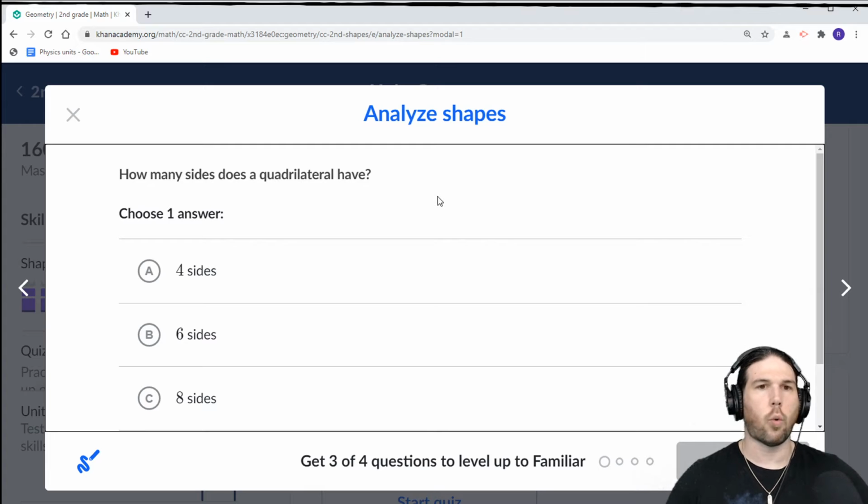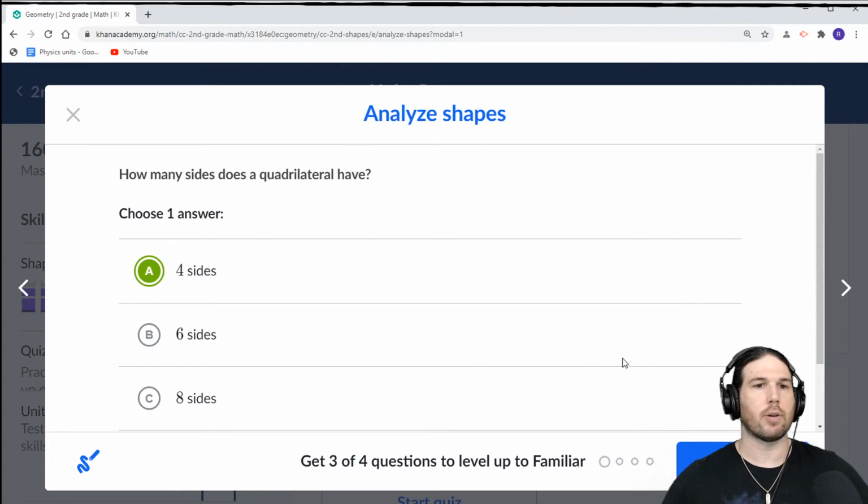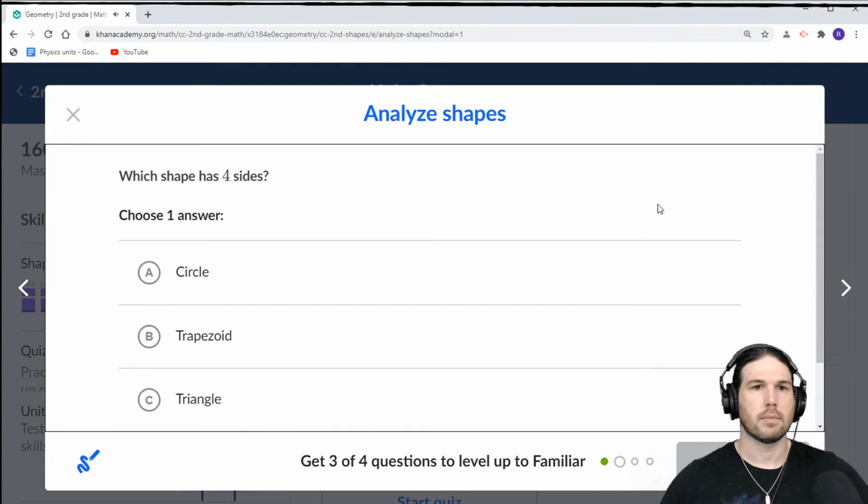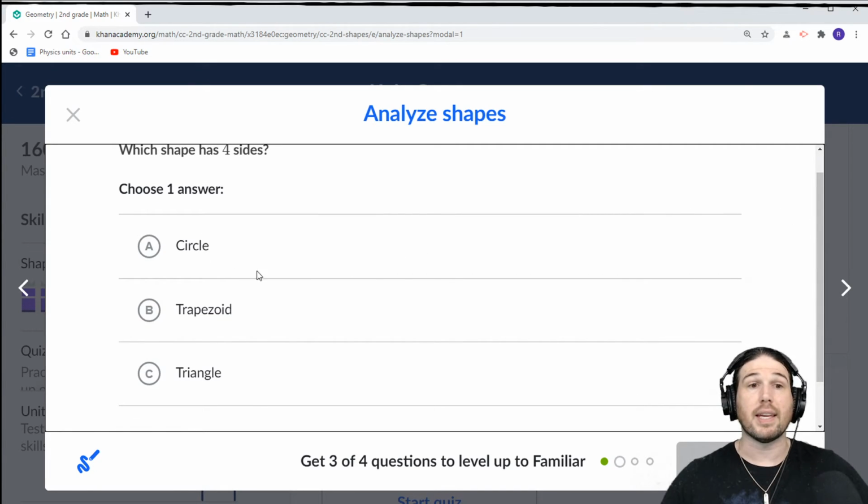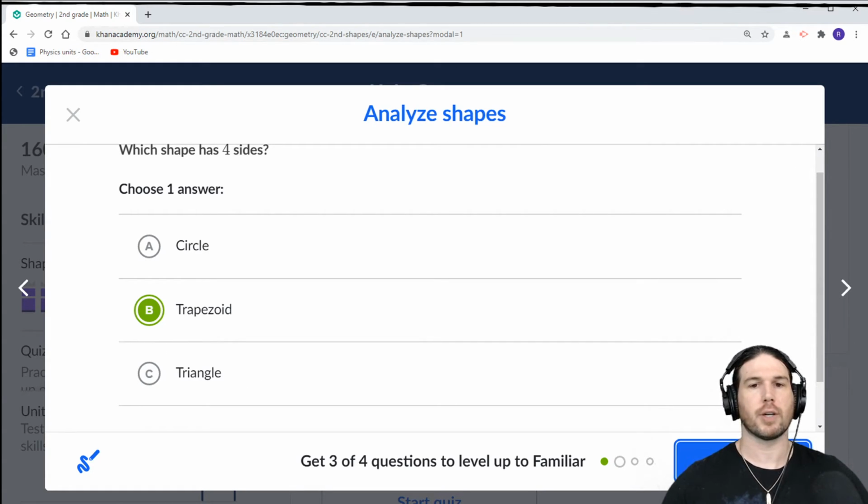How many sides does a quadrilateral have? And again, all you have to do is remember that quad or quadra means 4. Quadrilateral has 4 sides. Which shape has 4 sides? Well, of these, a circle only sort of has 1 curvy side. A triangle has 3 sides. A trapezoid has 4 sides.